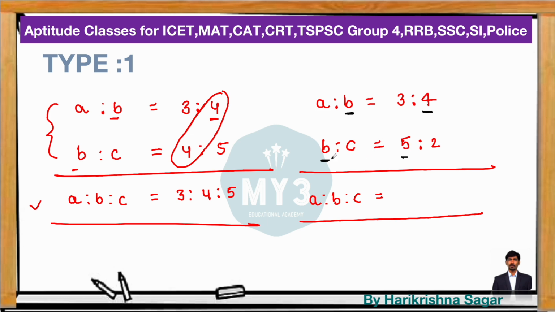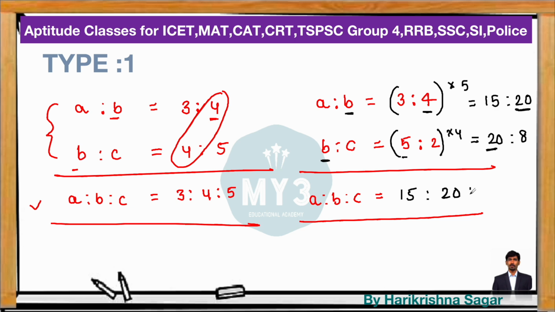To solve this question, you have to make sure the common term is the same. How can we make the common term the same? You can multiply this with 5 and this with 4. So 5 into 3 is 15, 5 into 4 is 20, this is 15 is to 20, and B is to C, 4 into 5 is 20, 4 into 2 is going to be 8. So this is the ratio of B is to C. To get A is to B is to C, not a challenge now because the common term is B. A is going to be 15, B is going to be 20 and C is going to be 8. So the ratio is going to be 15 is to 20 is to 8. This is a traditional approach of solving the question. But if you solve like this, it will consume a lot of time in the examination. That's why we are trying to discuss this with a simple trick.